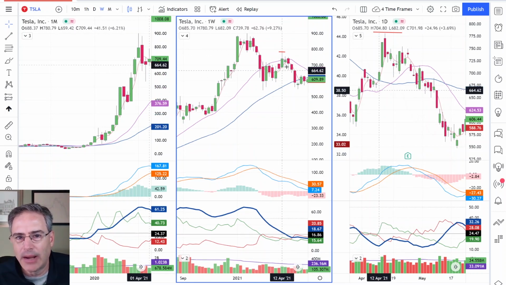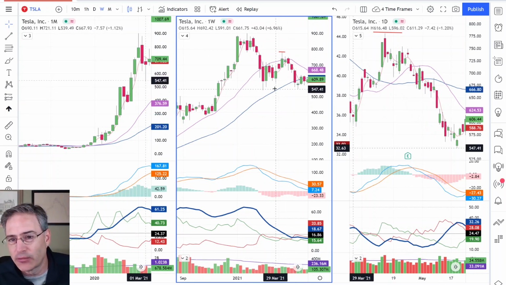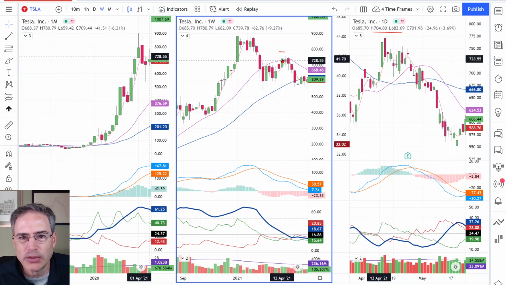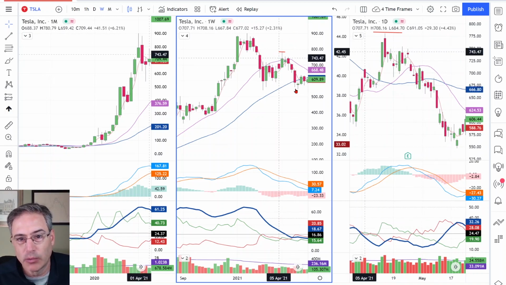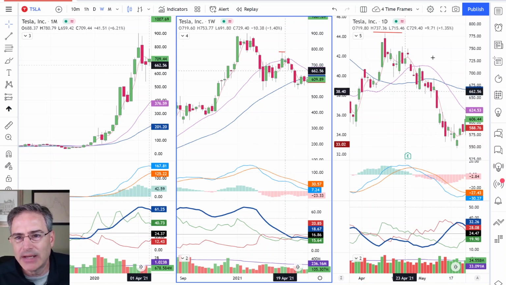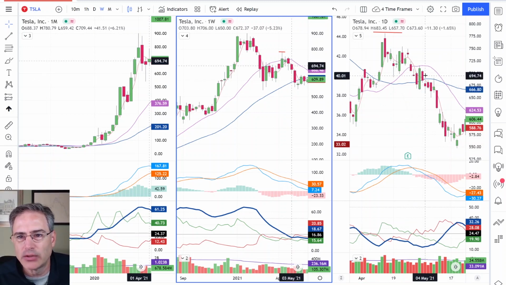Now, I'm risk averse, so I'm not going to take a 2-to-1 trade. I'm not going to take a 1-to-1 trade to the downside, even if it looks pretty high probability, which it did, until I get a setup down here that gives me a good trigger.